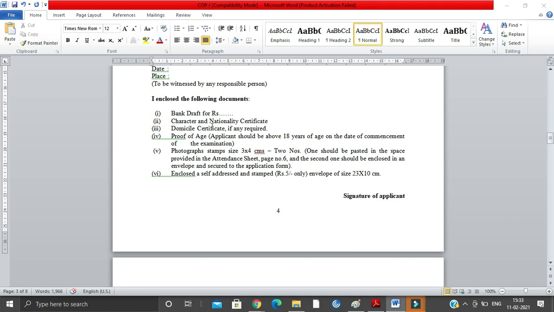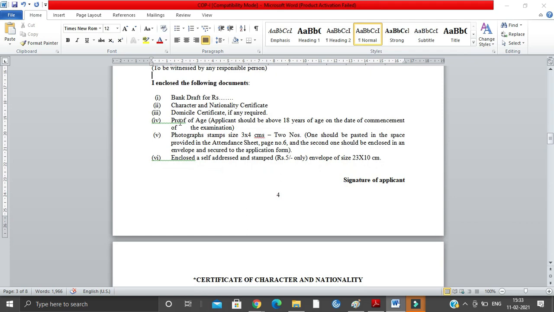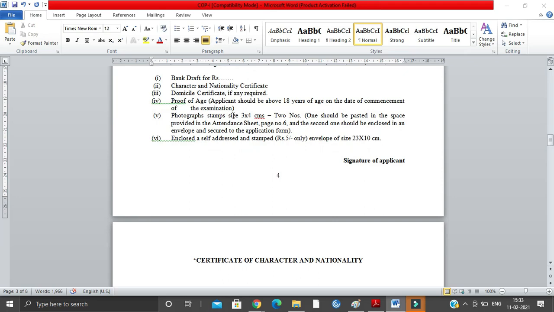certificate. Domicile certificate, as I have already said, if you are not a citizen of India by birth, you have to put the domicile certificate. Proof of age, again, date of birth certificate. Now photograph, stamp size 3 by 4 centimeter, two numbers.